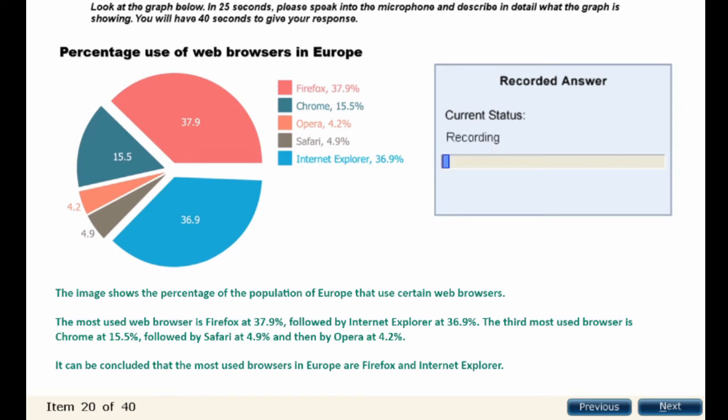The image shows the percentage of the population of Europe that use certain web browsers. The most used web browser is Firefox at 37.9%, followed by Internet Explorer at 36.9%. The third most used browser is Chrome at 15.5%, followed by Safari at 4.9%, and then by Opera at 4.2%. It can be concluded that the most used browsers in Europe are Firefox and Internet Explorer.